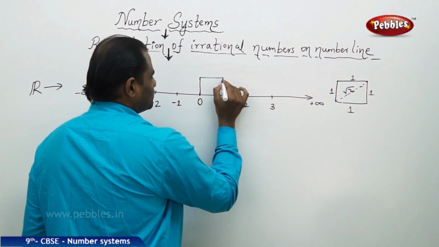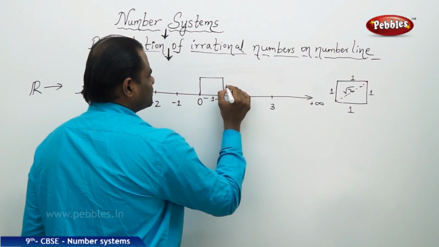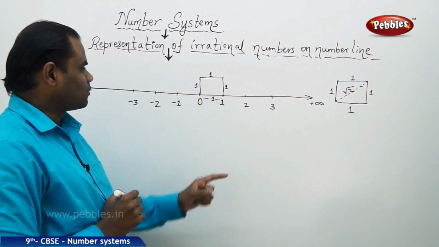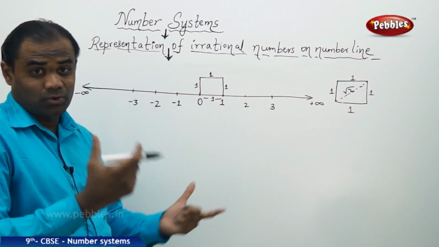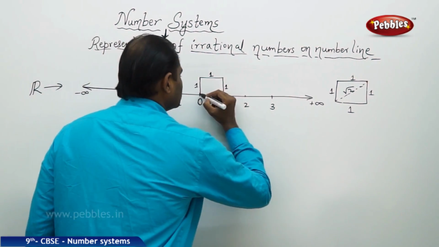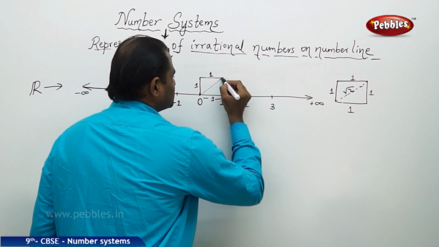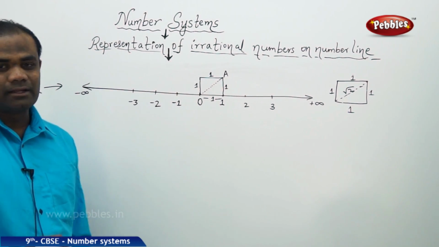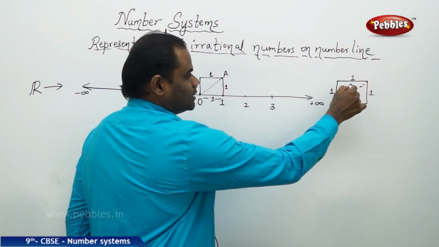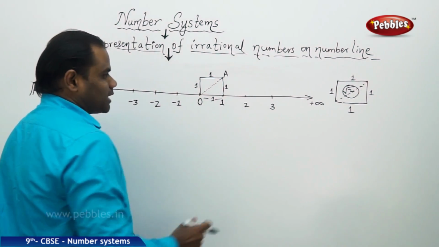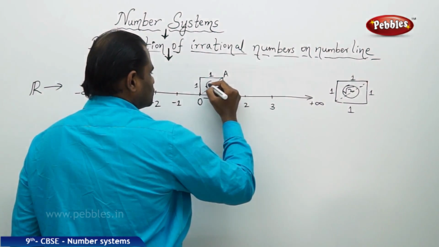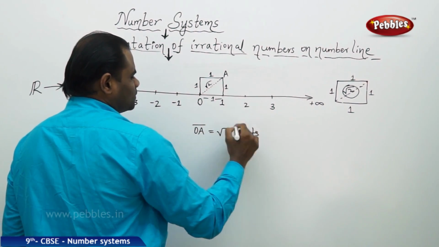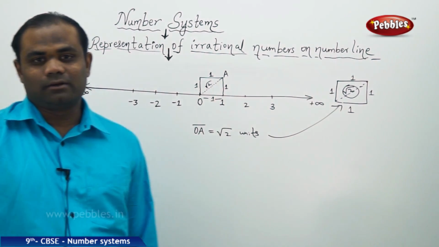So I construct a square of 1 unit on each side in this form. Once I construct a square of 1 unit starting from 0 to 1, which is a square built on the number line, I join the diagonal from one end to the other end. Let me mark this as A. Now OA is the diagonal of this square, which we know is root 2. Therefore, I transform this dimension into root 2 here. So I get OA equals root 2 units, using the concept of the square which we have already discussed in the session.